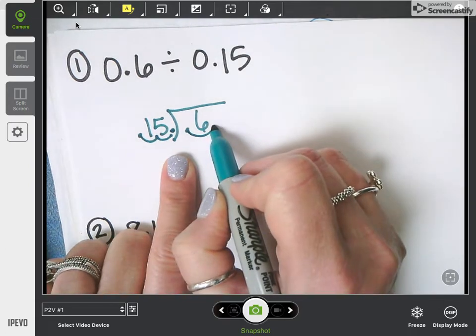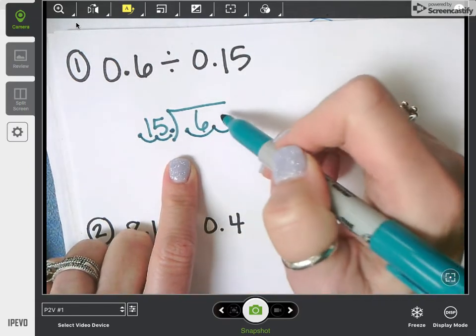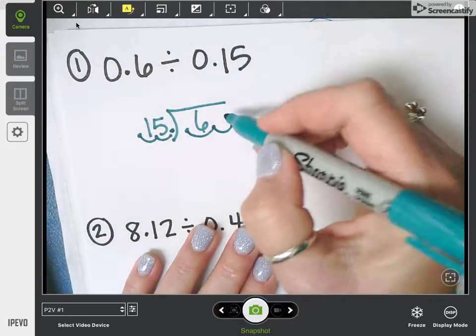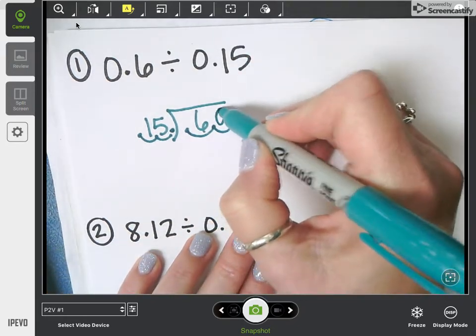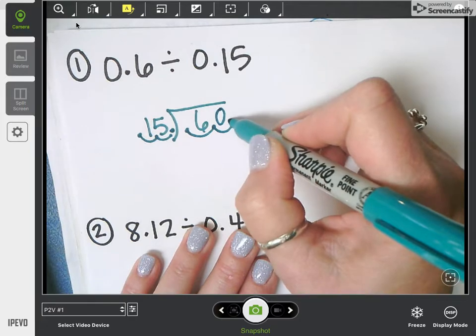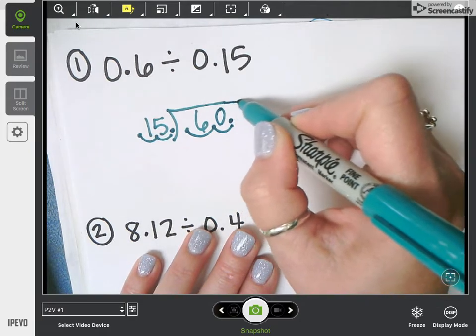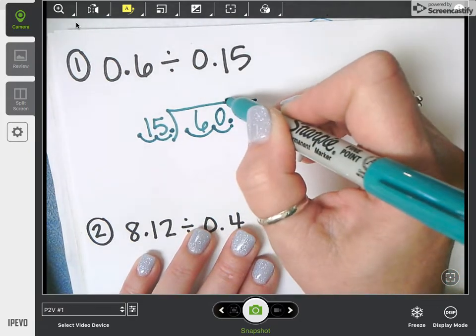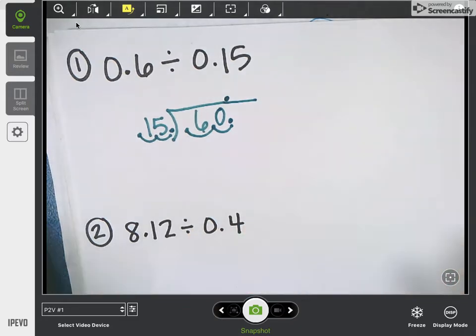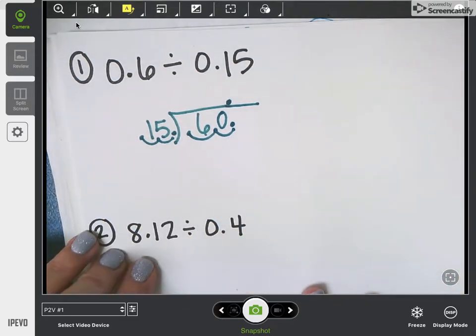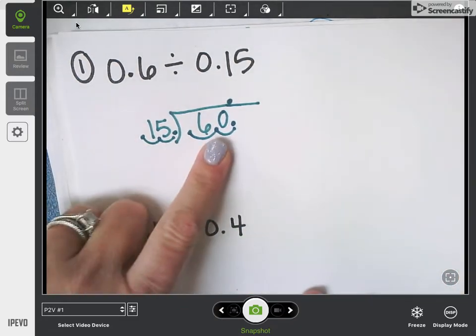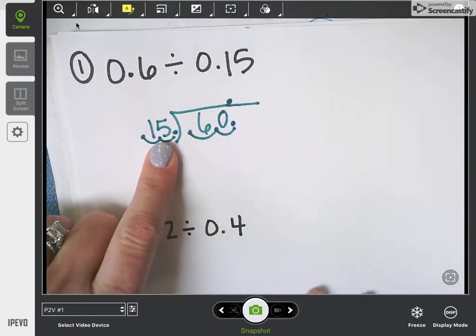When I go to do that, 1, 2, there's nothing here. There's a space. So we need to insert a 0 placeholder. So this is where my decimal is going to stay for the remainder of the problem. So I'm just going to bring it up and put it right there. And now I can really just ignore the decimal and divide as if this was 60 divided by 15.